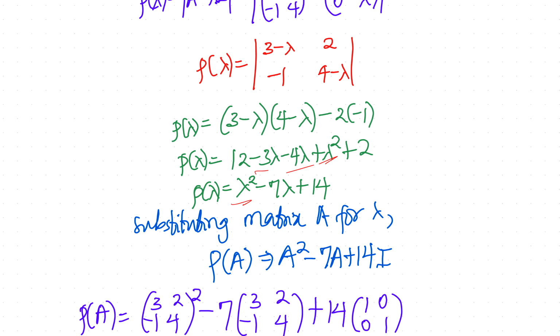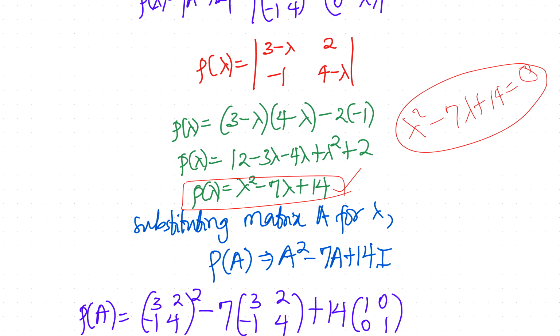So it means that the characteristic polynomial for this matrix would be P of lambda equals lambda squared minus 7 lambda plus 14. And the characteristic equation will be lambda squared minus 7 lambda plus 14 equals 0. So this is the characteristic polynomial. This is the characteristic equation. So for now, characteristic polynomial is all we need.